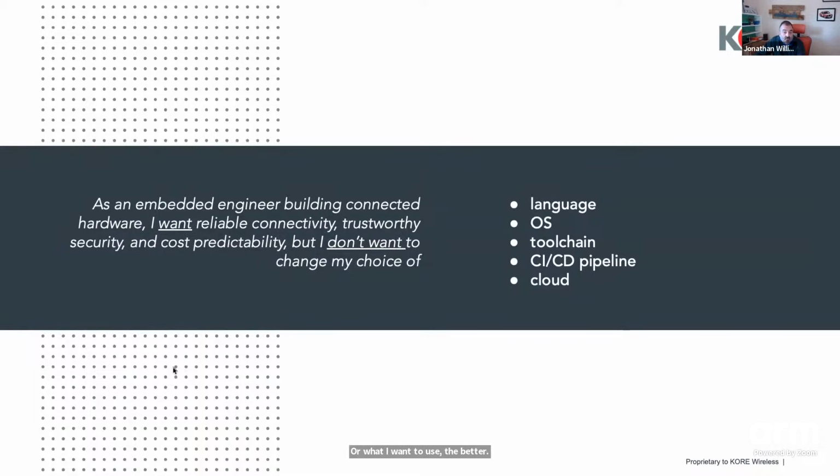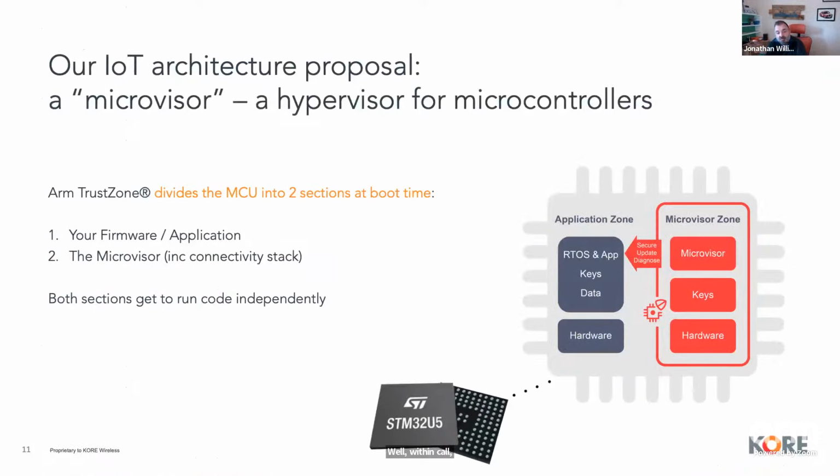Well, within Core, we're here to solve that hard problem of reliable device connectivity, as well as those of hardware security and fleet maintainability. So when you look to build a device with a Microvisor approach, and in this case with ST, with the ARM TrustZone device inside it, you want the assurance that your devices will maintain connectivity and be secure for the whole lifetime of their device.